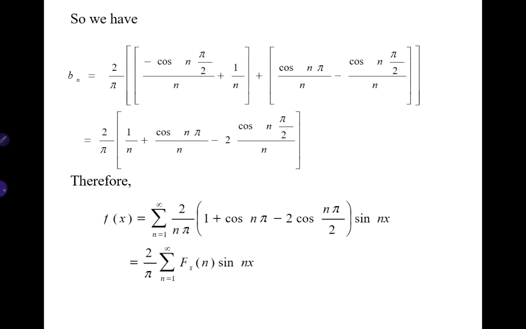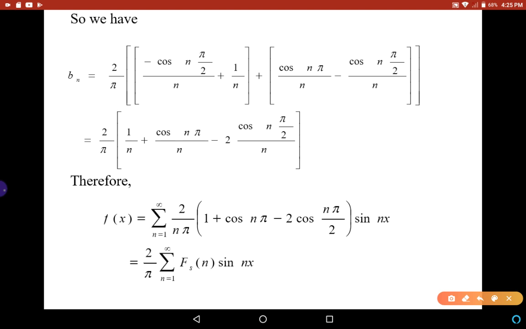1/n is this term. cos(nπ)/n is this term. And minus cos(nπ/2)/n minus cos(nπ/2)/n becomes minus 2 times cos(nπ/2)/n.